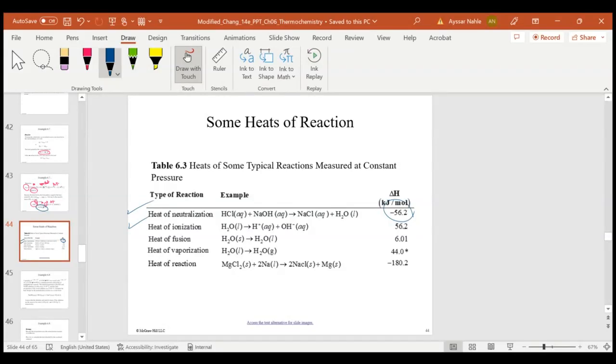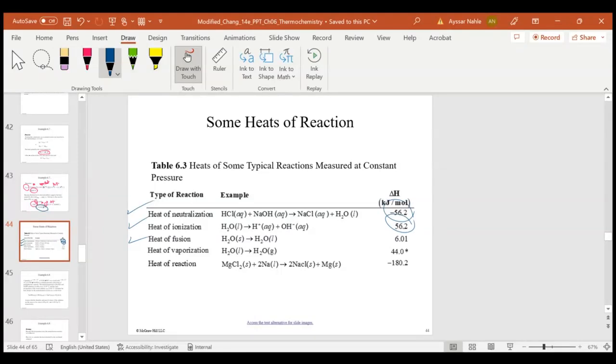So now, for example, ionization. You have water, and you split it into ions, into H plus and OH minus. You have to put some energy in. Without this energy, you cannot split the water into H plus and OH minus to get the water ionized.